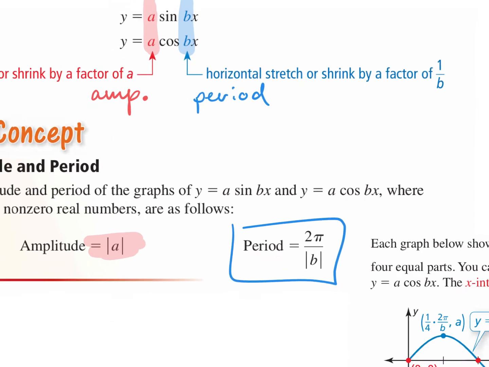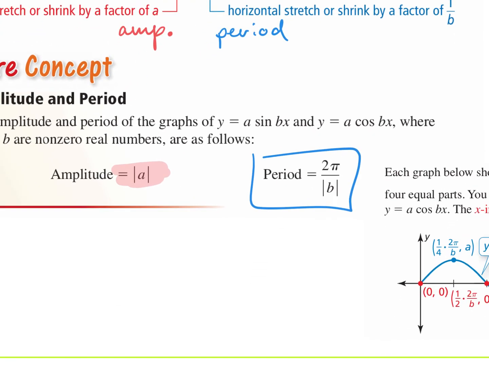So every graph, we're going to need to find our amplitude and our period, and we also need to find the increments. So to find our increments of our graph, we take our period and divide it by 4.